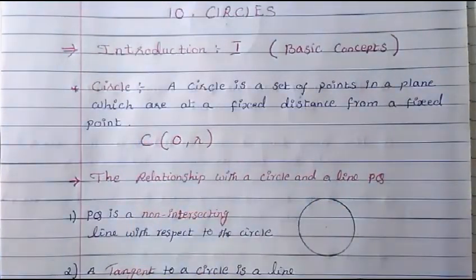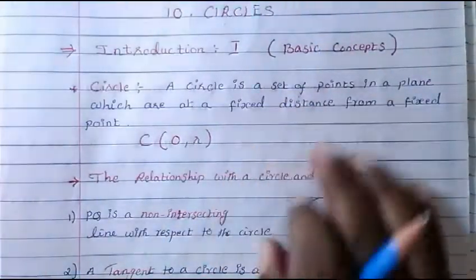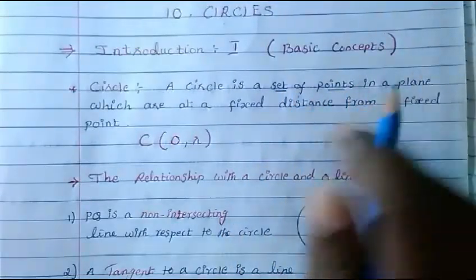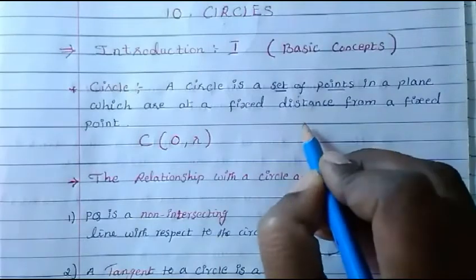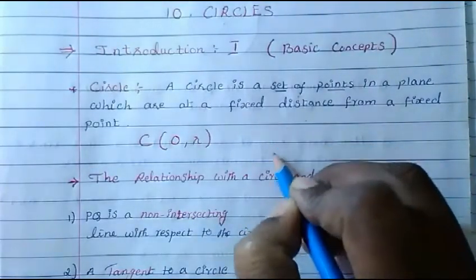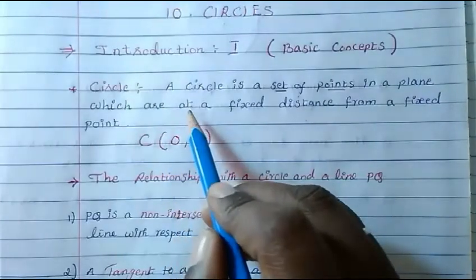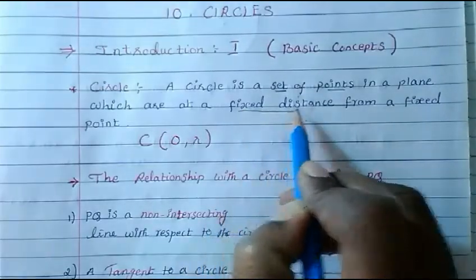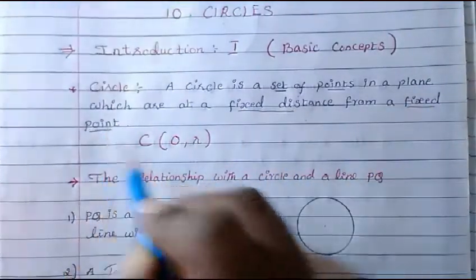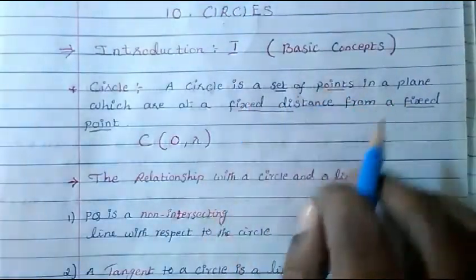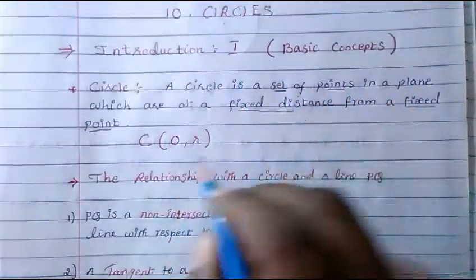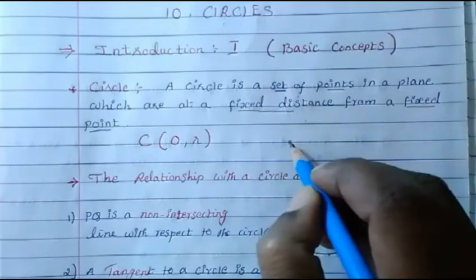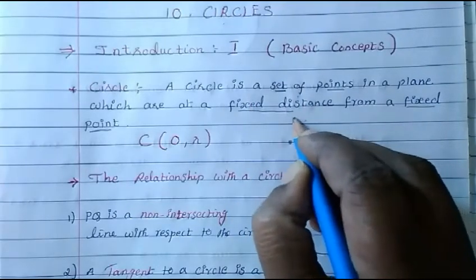So what is the meaning of that? This is a plane, just a plane here. There are many points in this plane, but we want a set of points. We take a set of points in a plane which are at a fixed distance from a fixed point. Imagine there are a lot of points in this plane. We take a fixed point, and from this fixed point, a fixed distance.